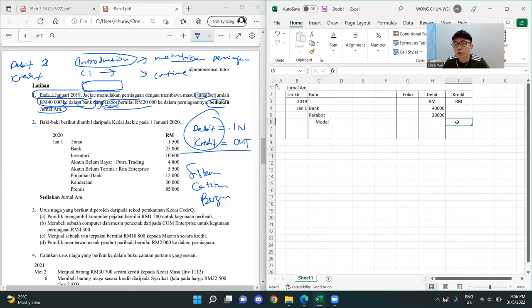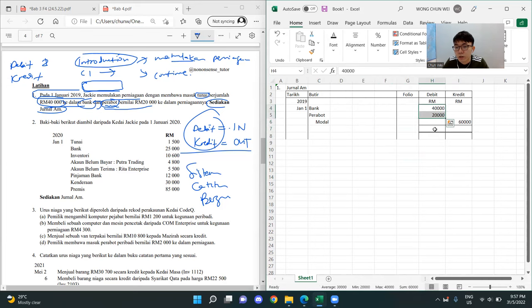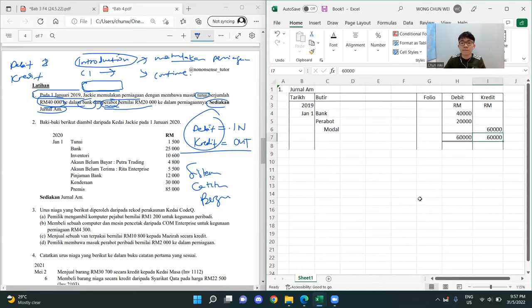So how much is your modal? So your modal will be the 40,000 plus the 20,000 equals to 60,000. So when you add them up, it's actually like that. You can do this if you want to. So 20 plus 40 plus 20 equals to 60,000. And then here will be 60,000 as well. Just like your persamaan. At the end, it must be the same. So debit and credit must be imbang.